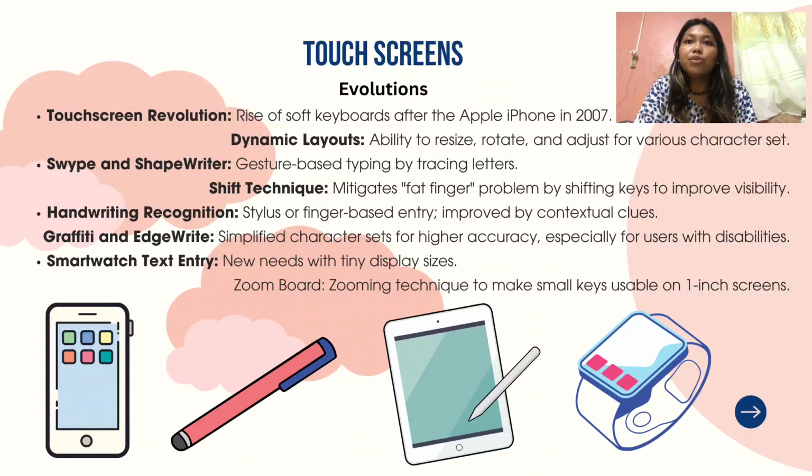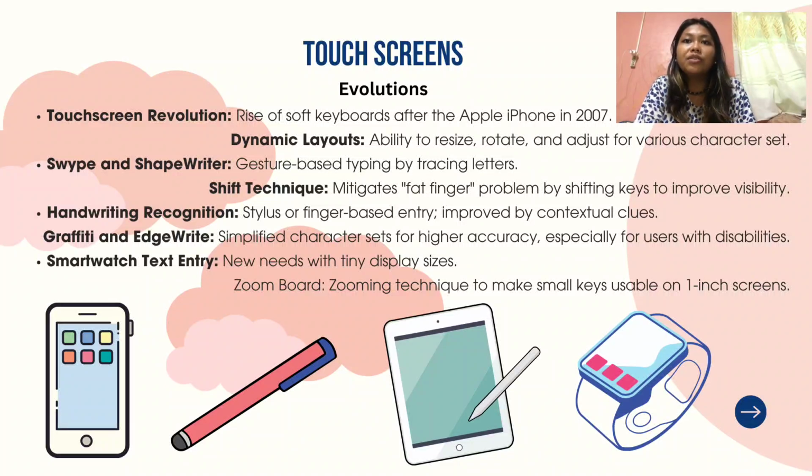To address challenges with touchscreen typing, gesture-based methods like Swipe and ShapeWriter allow users to trace words without lifting their finger, enhancing speed and accuracy. Additionally, the Shift technique helps combat the fat finger problem, where fingers cover the target key. Shift displaces the key being pressed, improving visibility on touchscreens and increasing typing accuracy.